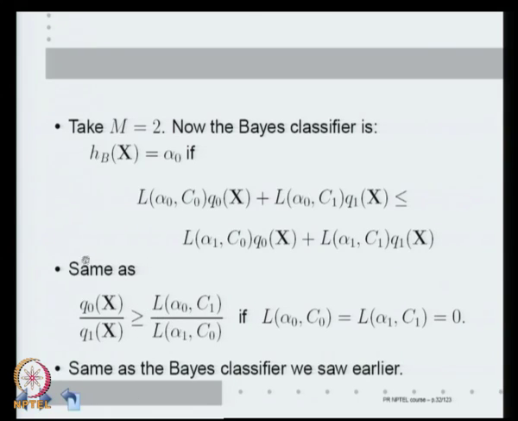So, from our general proof for the optimal Bayes classifier, we see that for the 2 class case, this is the optimal Bayes classifier. This is the same as what we saw earlier, and now this completes the proof of that expression also.